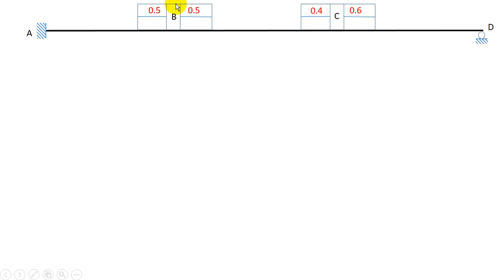The upper boxes are filled by the distribution factors we found out in the previous step, that is 0.5 for BA, 0.5 for BC, 0.4 for CB, and 0.6 for CD. So these are my distribution factors, and the lower boxes would be filled by fixed end moments. So here fixed end moments MFAB, MFBA, MFBC, MFCB, MFCD, and MFDC. Simple enough, right? Now I'll be explaining a concept of the moment distribution method.